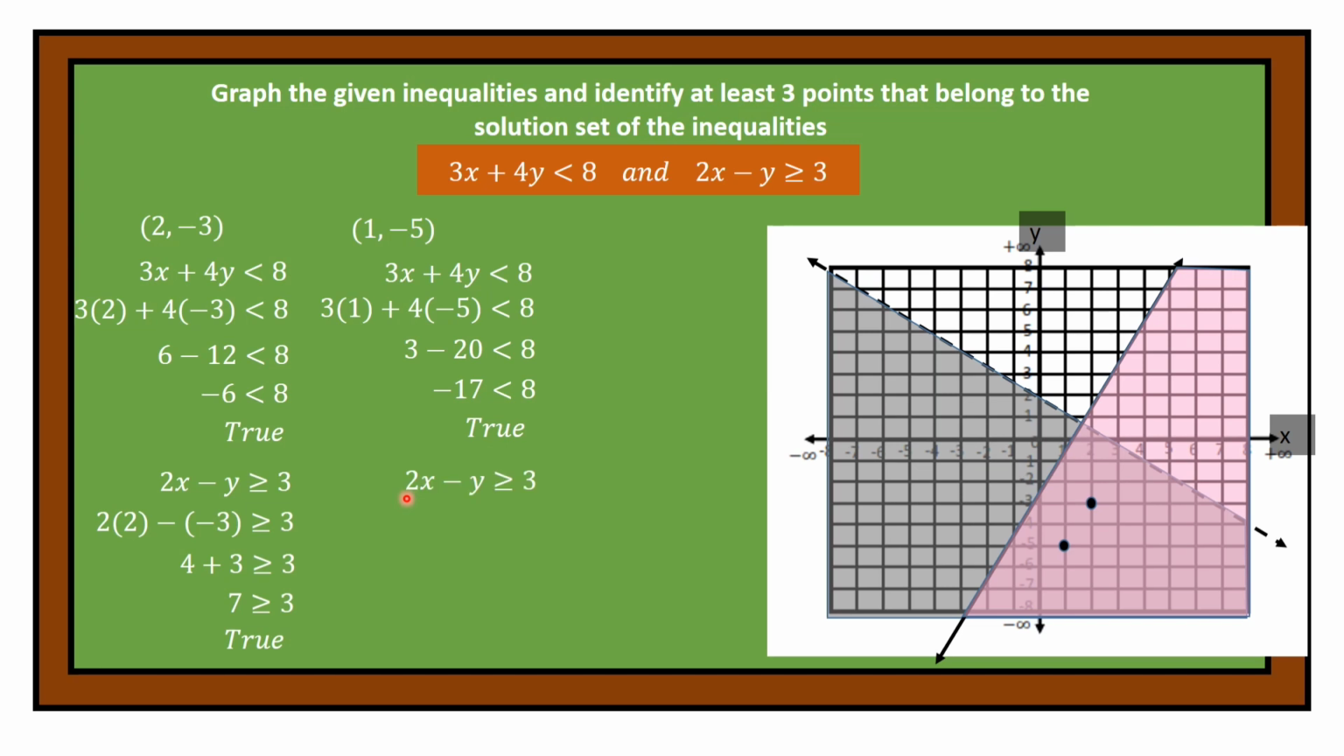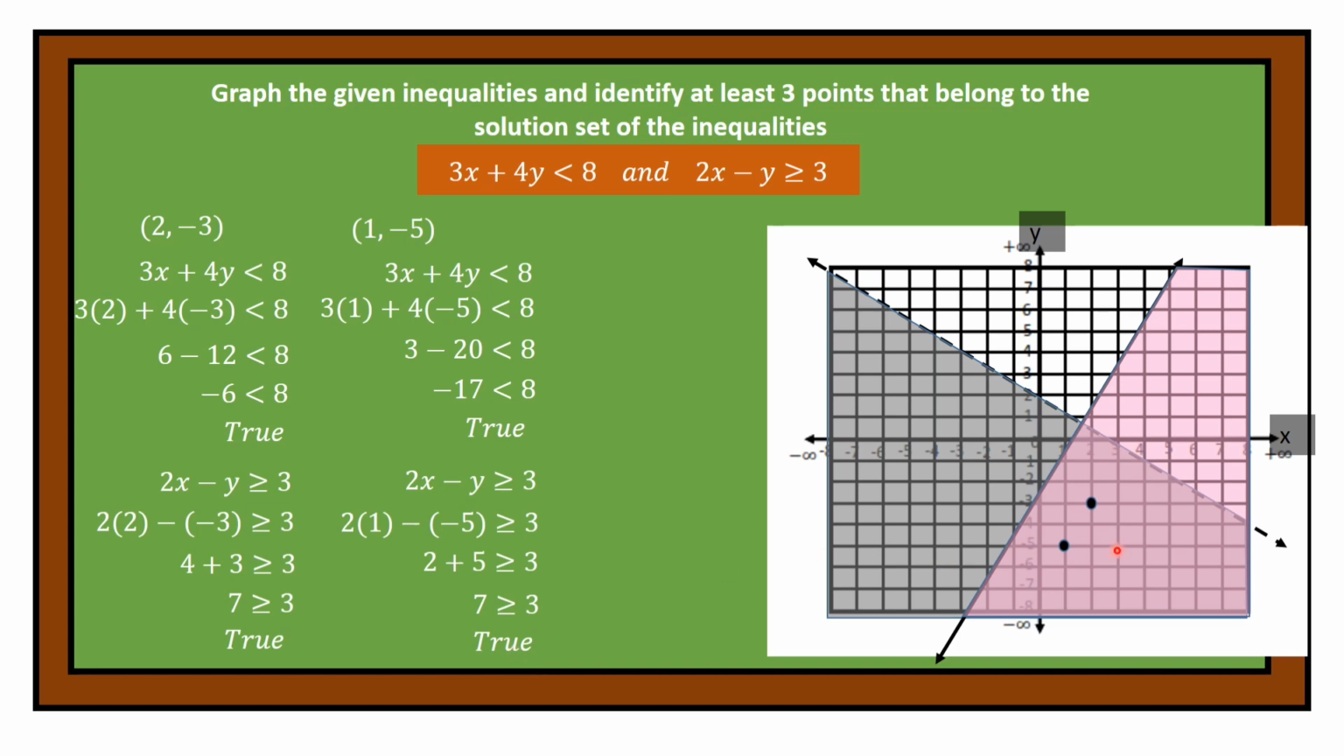Next, substitute naman natin sa ating second inequality, which is 2x minus y is greater than or equal to 3. This will become 2 times 1 minus and enclose negative 5, and then is greater than or equal to 3. So, we have here 2 times 1 is equal to 2, and then negative times negative 5 is equal to positive 5. 2 plus 5 is equal to 7, and 7 is greater than or equal to 3. So, this is also true.